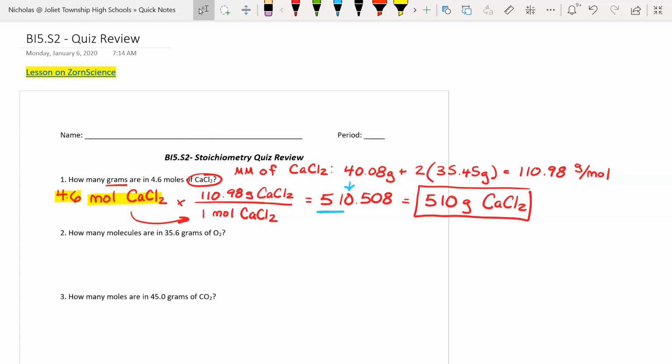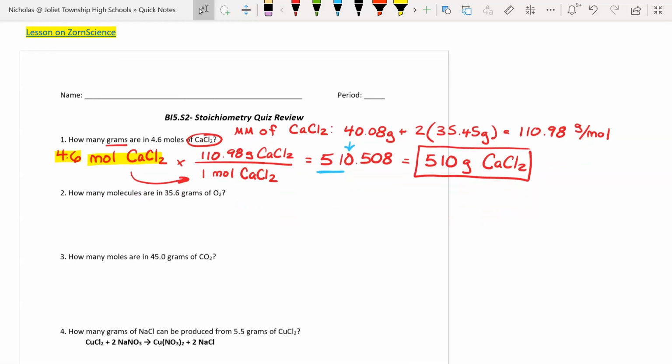All right, second question asks us to go from grams to molecules. So just like the first question, let's go ahead and start out with what we're given. Okay, now to go from grams to molecules, we don't have a direct conversion. We have to first convert to moles. So let's look at what we're given. Our units that we're given are grams of oxygen. So grams need to go in the denominator.